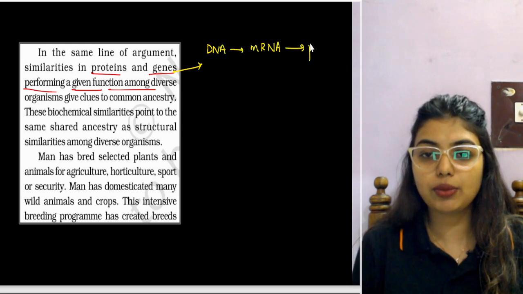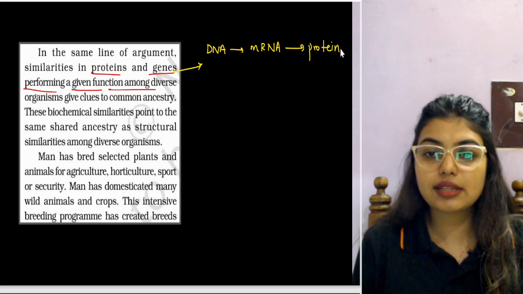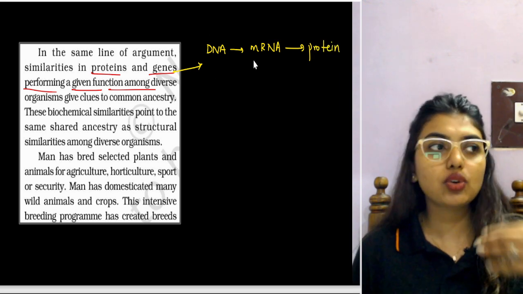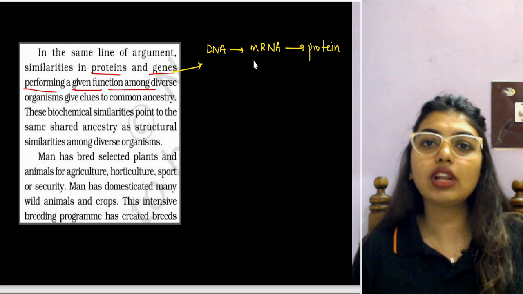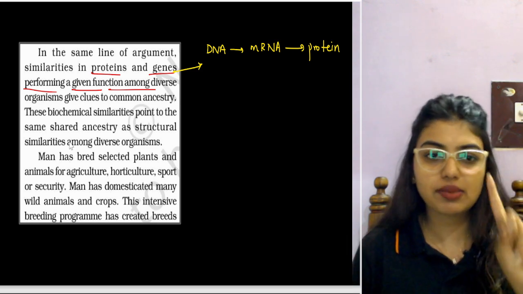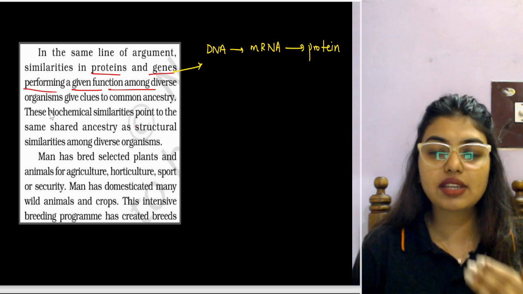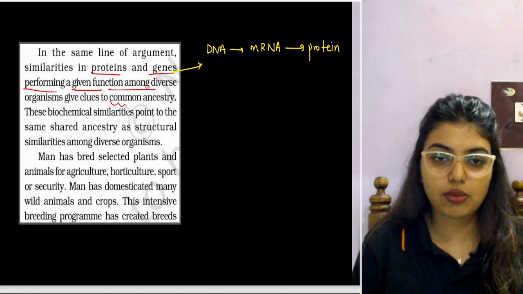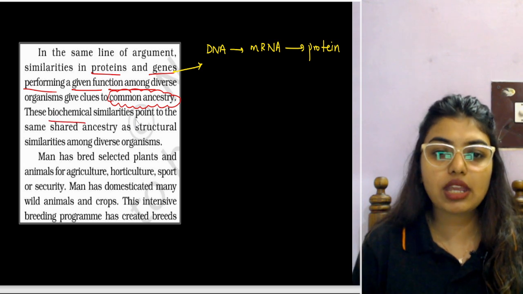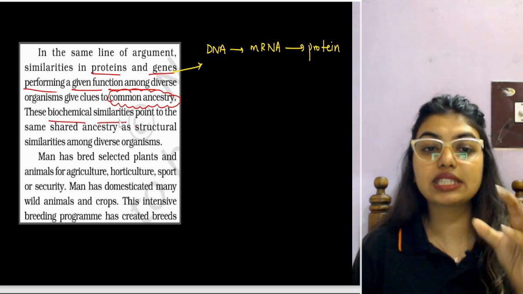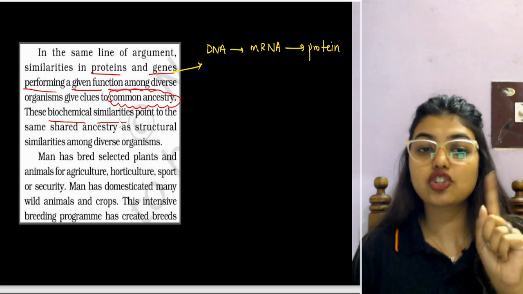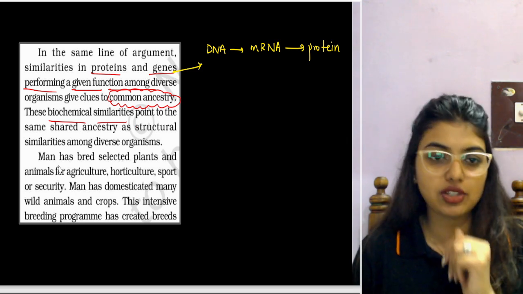Yes, mRNA to protein. So many organisms go through the same cycle. So it could be that we all have common ancestors. This is one statement that they have told. These biochemical similarities give the clue of common ancestors. These biochemical similarities point to the same shared ancestors as structural similarities among diverse organisms.